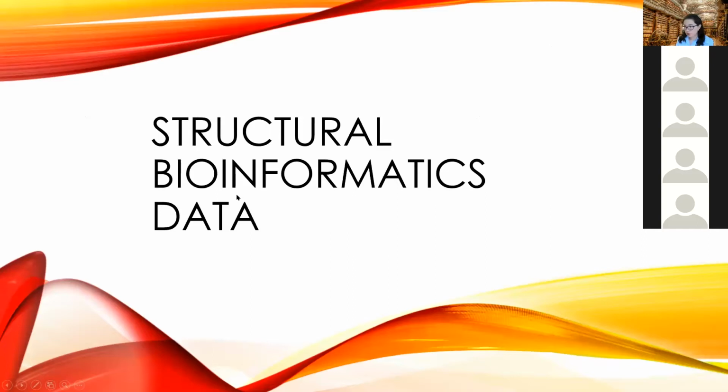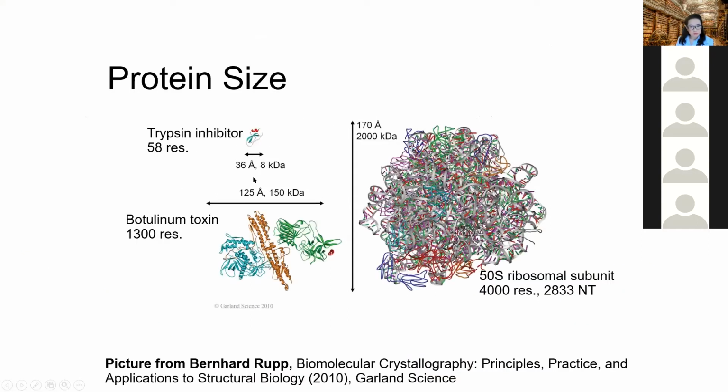So the structural bioinformatics data: it is called a protein data bank because the main class of the structure would be the protein. It will range from the smallest ones such as trypsin inhibitor, which is 36 angstrom across and has a molecular weight of 8 kilodalton. And this is botulinum toxin, which is 1,300 residues. So this one is used for Botox, as you can see that it makes your face look nicer. So this is the structure of botulinum toxin.